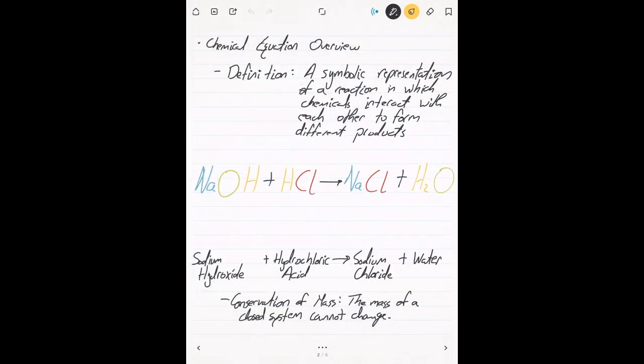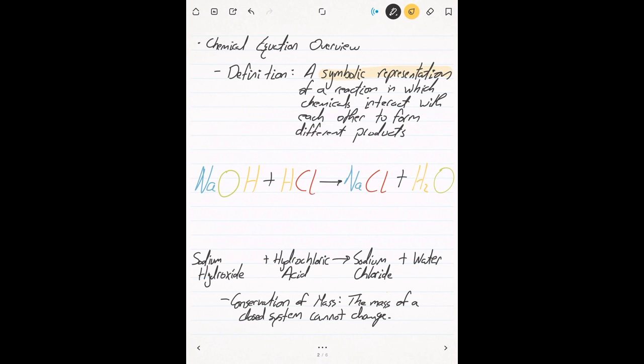Now let's first get into talking about what a chemical equation is and trying to get an understanding of what balance means within a chemical equation. There are a lot of ways of defining this, some more complicated and more technical, but for us, a chemical equation is a symbolic representation of a reaction in which chemicals interact with each other to form different products.